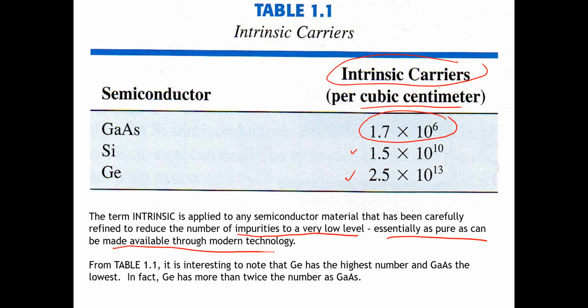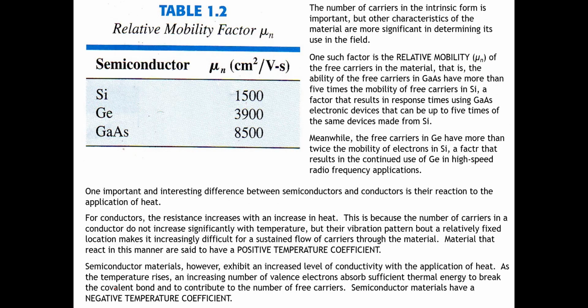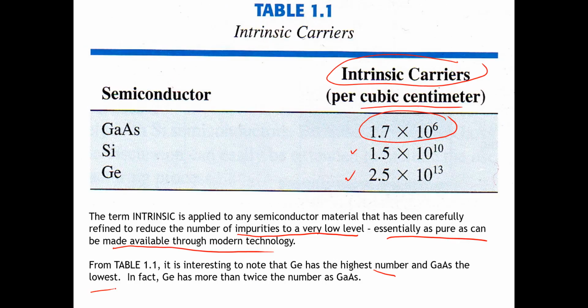Okay, so we can see from this table that germanium has the highest number of intrinsic carriers, and gallium arsenide has the lowest intrinsic carrier. And this is the relative mobility factor. We can see that gallium arsenide has the highest mobility, and silicon has the lowest mobility. Gallium arsenide has an intrinsic carrier concentration of 1.7 multiplied by 10^6.